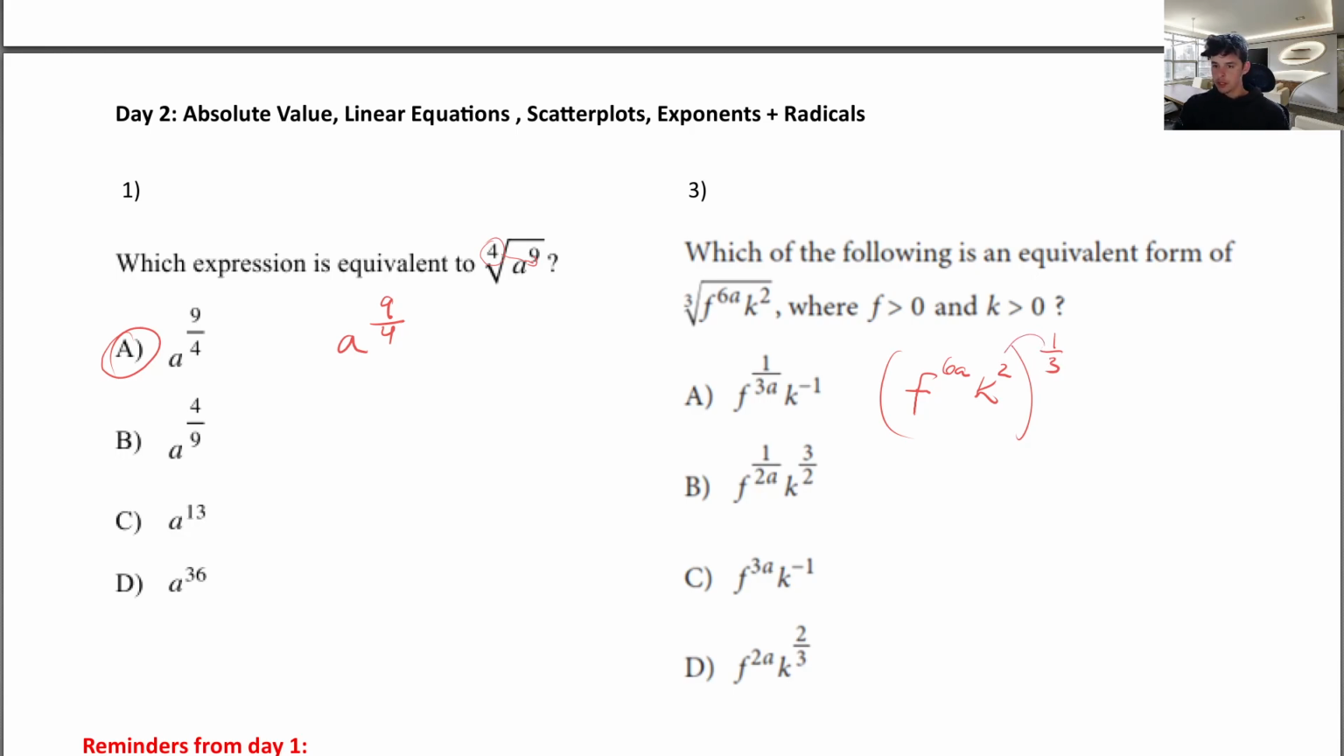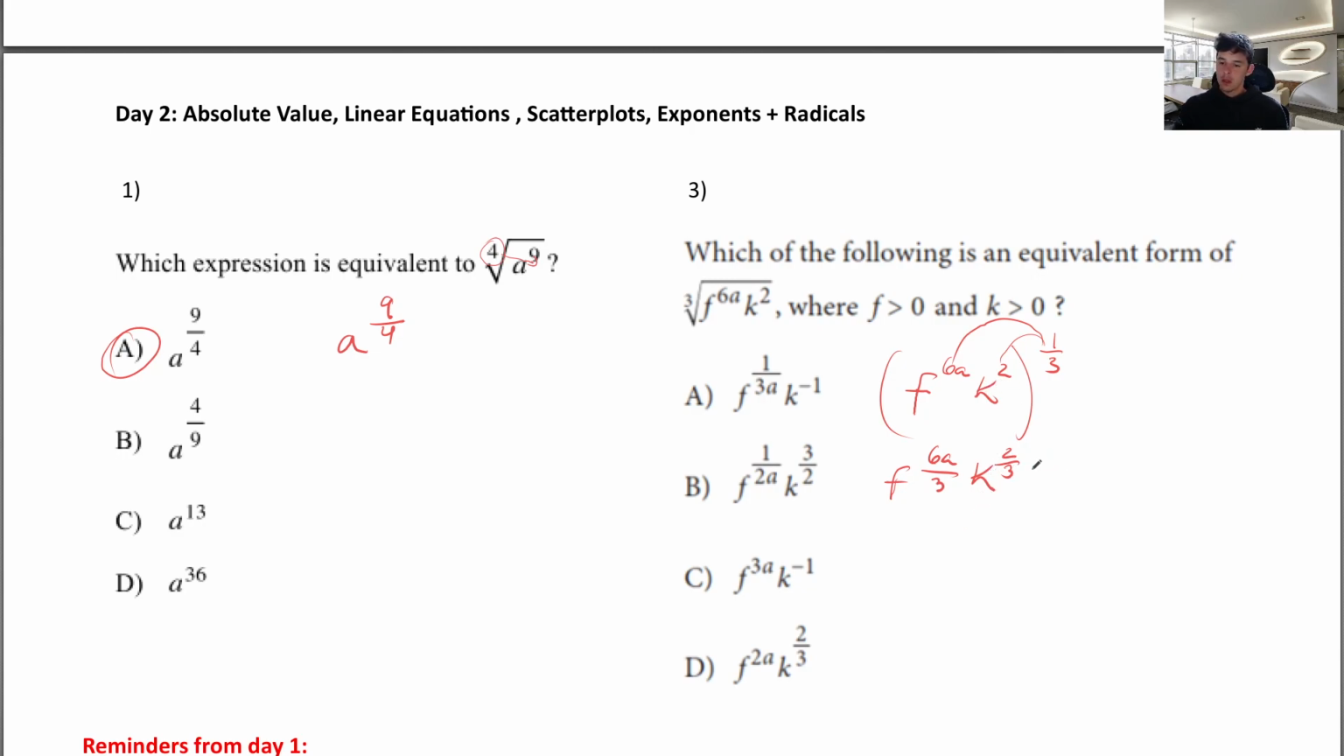distribute the exponents here and here. So that's f to the 6a divided by 3, k to the 2 divided by 3. Just multiplying because since we have an exponent to the power of another exponent, we can distribute the exponents. Why? Because they're being multiplied. If there was an addition here, just like problem 0 that I did on the other video, you're going to see that if there is a positive sign, we can't do that. We got to distribute. Okay.